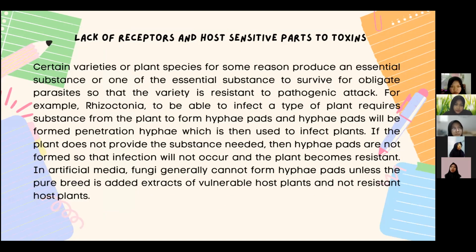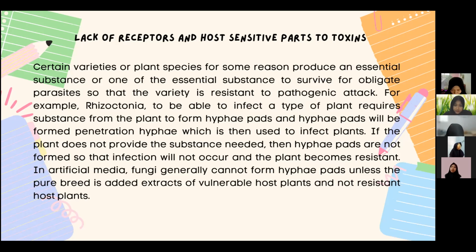Next, lack of receptor and host sensitive part to toxin. Certain varieties of our plant species for some reason do not produce an essential substance, or one of the essential substances, that an obligate parasite needs to survive, so that the variety is resistant to pathogenic attack.